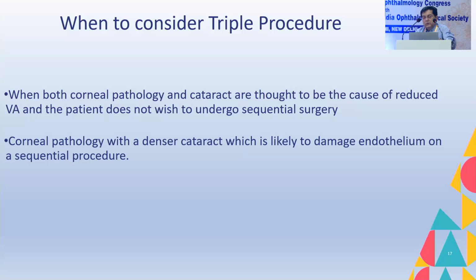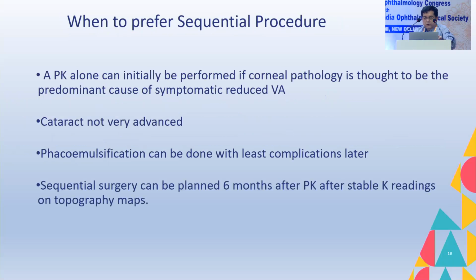And even there, I have now started doing a PK and cataract extraction, leaving the patient aphakic and putting in an IOL later on. I would do a PK first and then later do the cataract surgery if the cataract is soft. If the cataract is very hard, then I will leave the patient aphakic and implant the IOL later on. That's what I have started doing now.